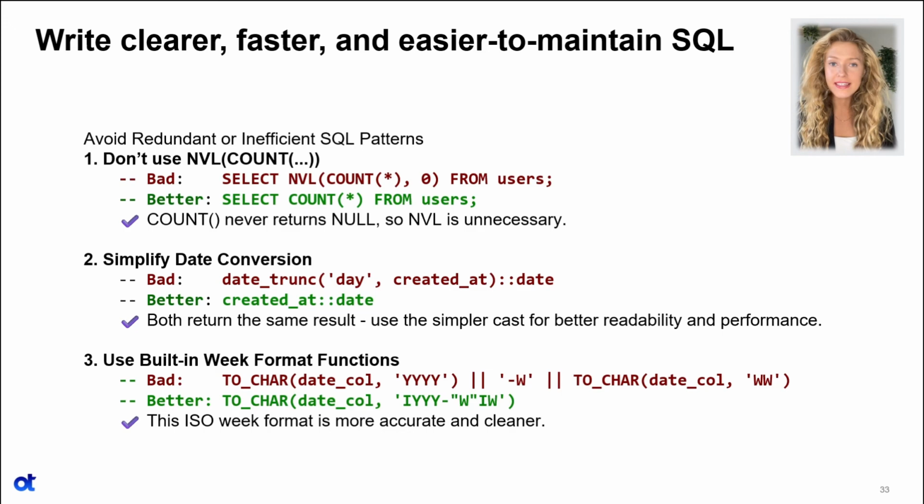Second, when converting timestamps to date using the DATE_TRUNC function with day for a column, the extra date coercion or casting is unnecessary. Just cast the column directly with double colons after the column name and the target data type, which in our case is date. It gives the same result but is simpler and faster.